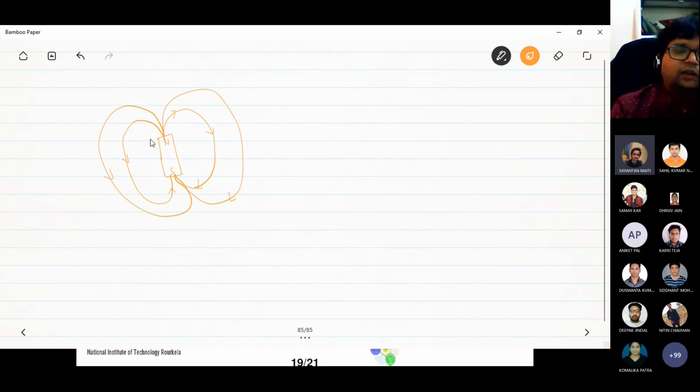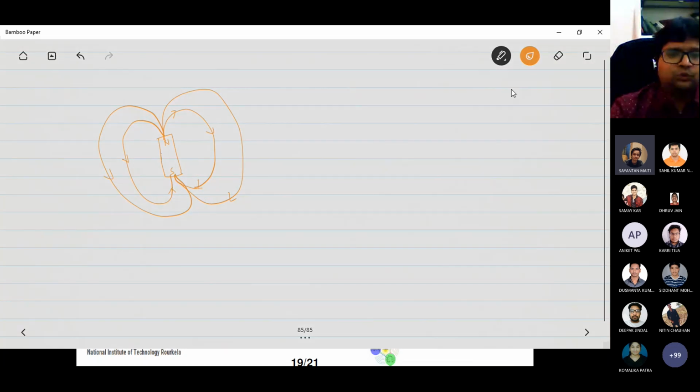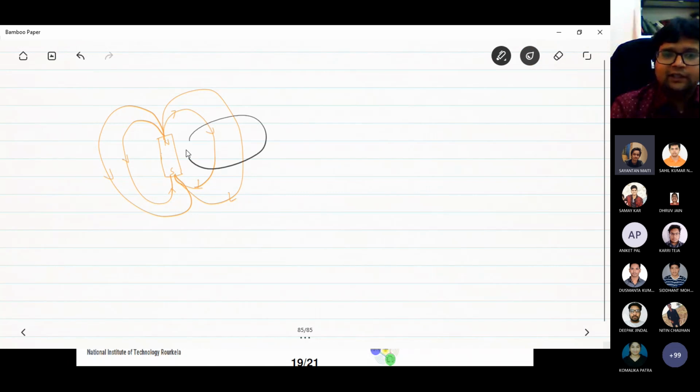Now if you draw any closed surface, let's say you draw this surface, you can see that 2 flux lines are coming in and 2 flux lines are going out. So the net flux crossing this arbitrary surface, let's say a spherical surface, is 0. It is always true. Why is it true?